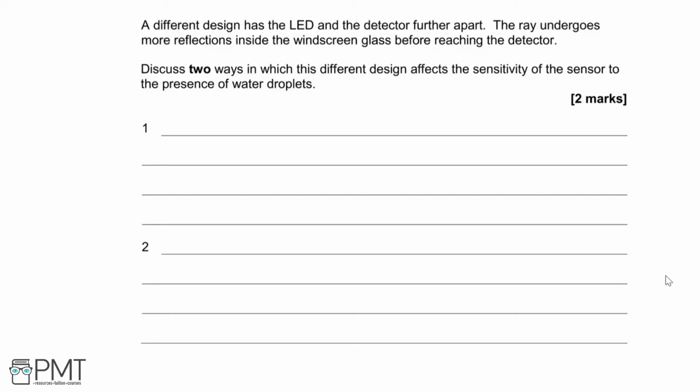Discuss 2 ways in which this different design affects the sensitivity of the sensor to the presence of water droplets. Now, there are 2 ways we could go with this question. We could say that it becomes more sensitive. We could say that it becomes less sensitive. There are arguments for both. We're going to explore both of those now.